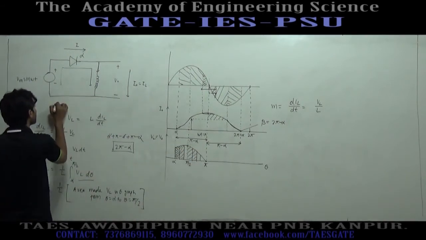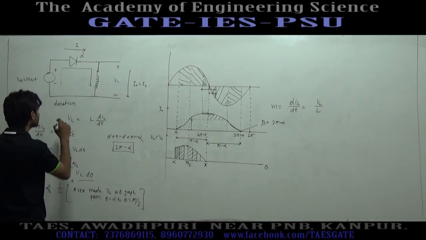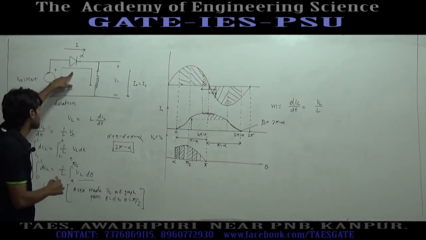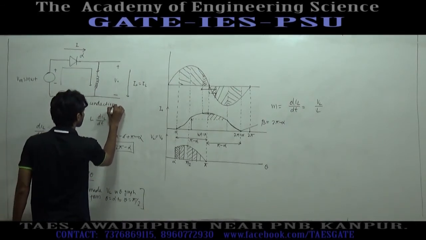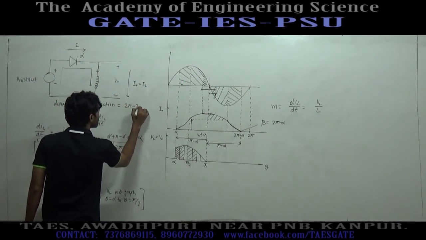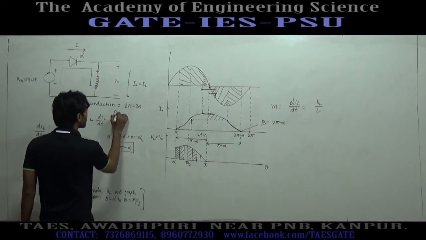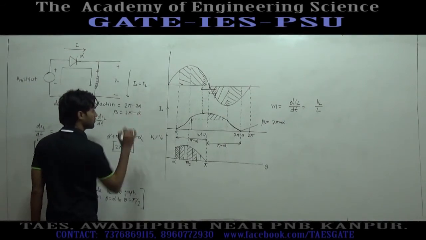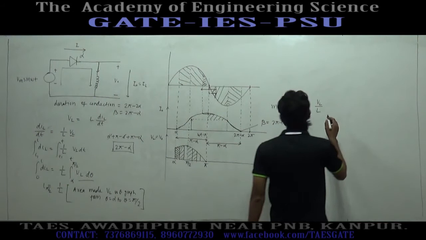So, in the purely inductive circuit, if the thyristor triggering angle is alpha, the duration of conduction will be 2 pi minus 2 alpha, and the extinction angle is 2 pi minus alpha. We will take an example.